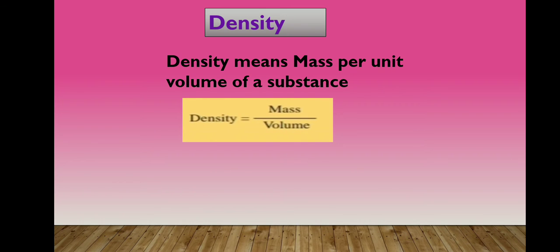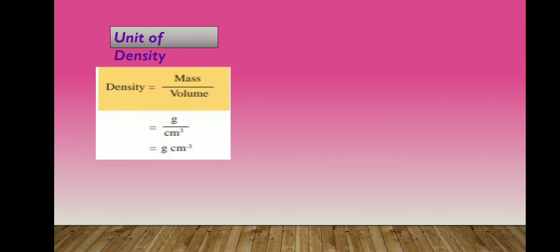Now let's see the formula of density. Here, density equals mass divided by volume. So, if they ask you the formula, write down density equals mass divided by volume. That's density. Good. Now, let's move to the unit of density. Here, when the mass is in gram, the volume is in centimeter cube. So the answer is gram per centimeter cube or gram per cubic centimeter.